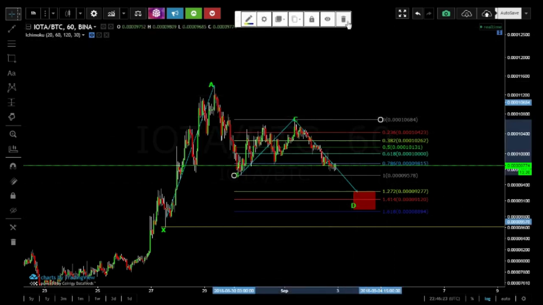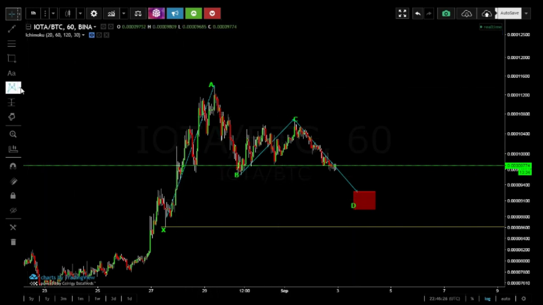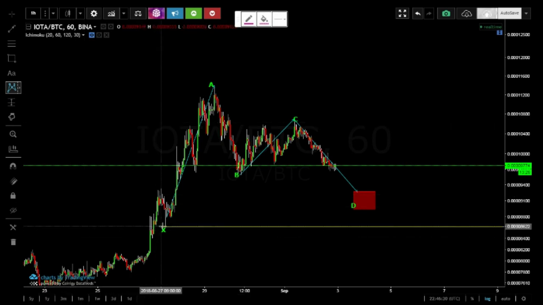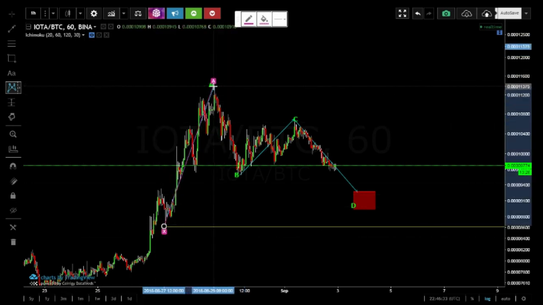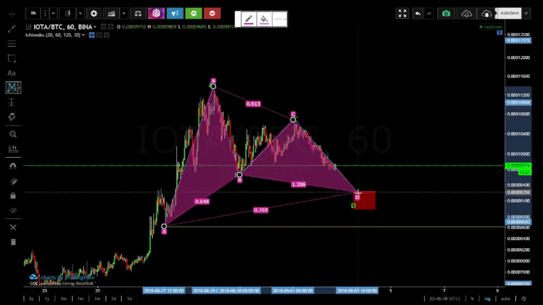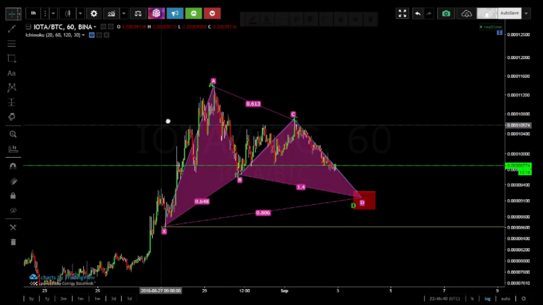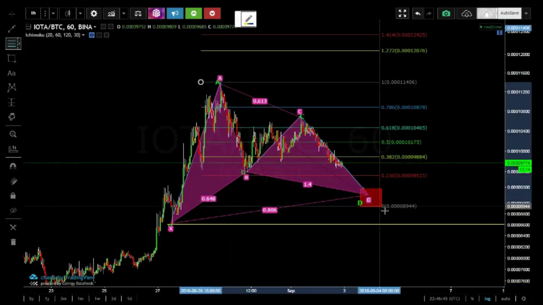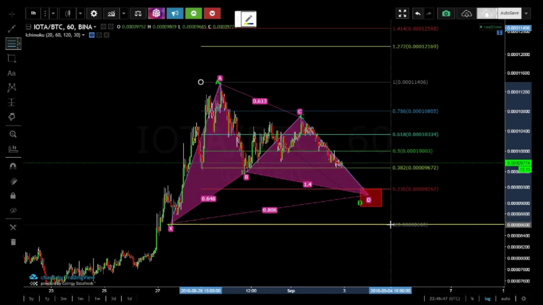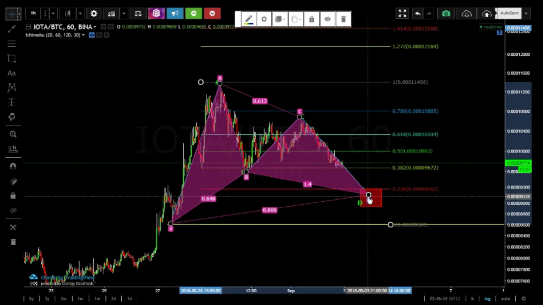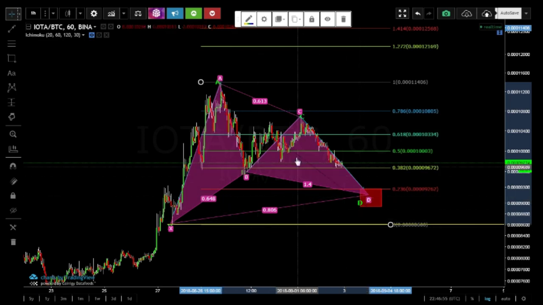So after this, you can use the XABCD pattern to draw it out, which is from here to the A leg, B leg, C leg, and the D leg. Now after this, you can take a position. You can take a position right at the D leg, but make sure you use your stop loss, because the price must not go down to the X leg.